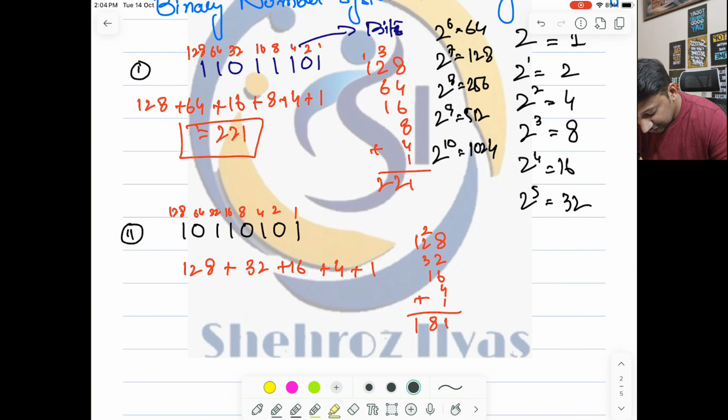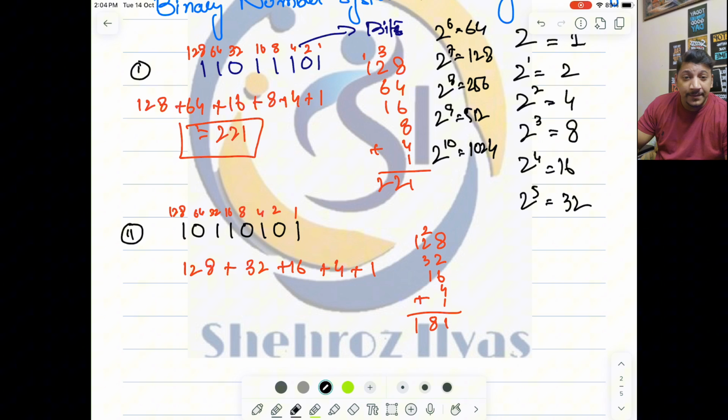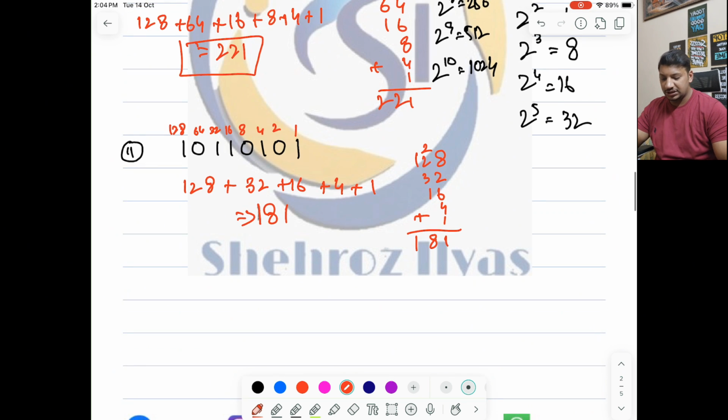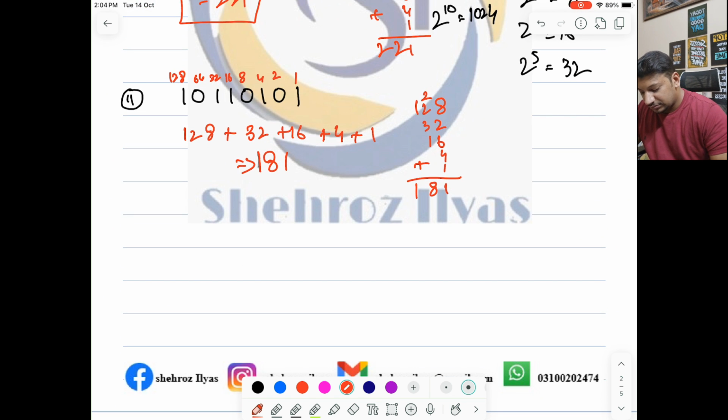Okay, one more thing which I need to tell you guys: in Paper 1 you are not allowed to use the calculator. Calculator is strictly prohibited. Now we got the answer of 181, fine. Okay, now you got to know how we are going to convert a binary number to a denary number.